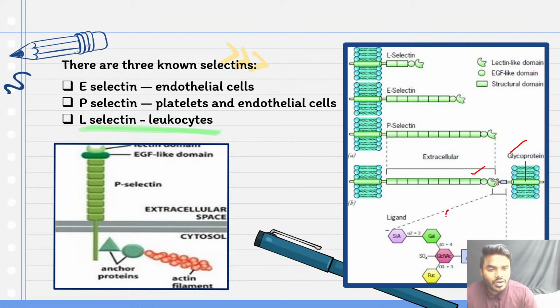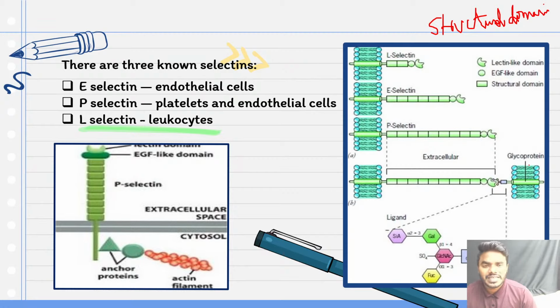You know friends, we can call it the structural domain. Please kindly do not get confused here. We can call it a structural domain. With the help of the structural domain only, the extracellular portion of the selectin will come and associate with the glycoprotein. Everyone listen to my statements very carefully. What is that structural domain called?